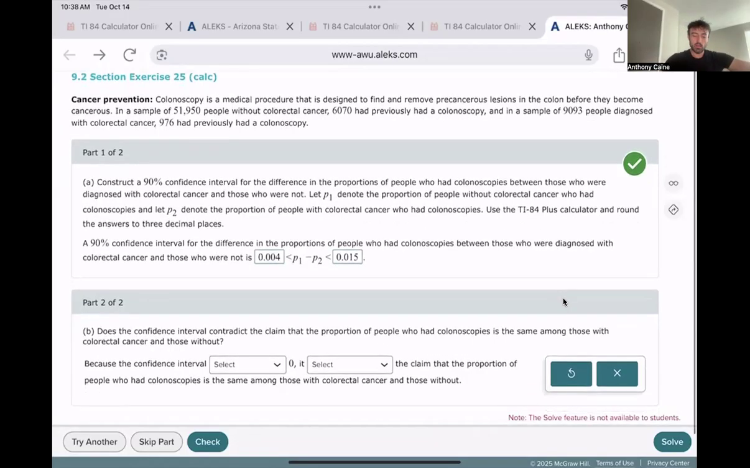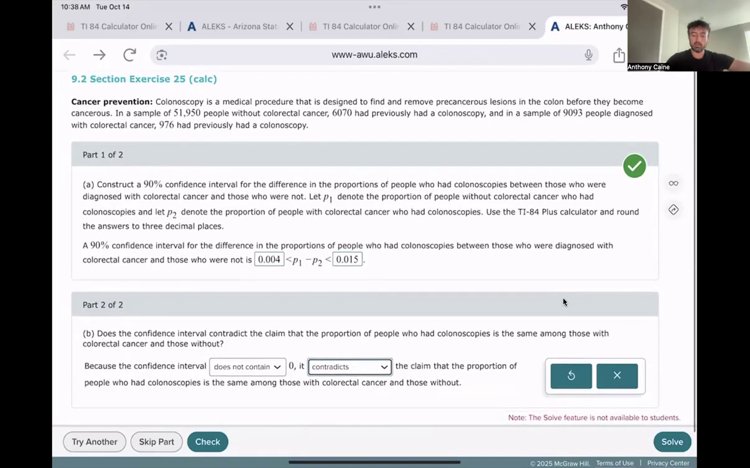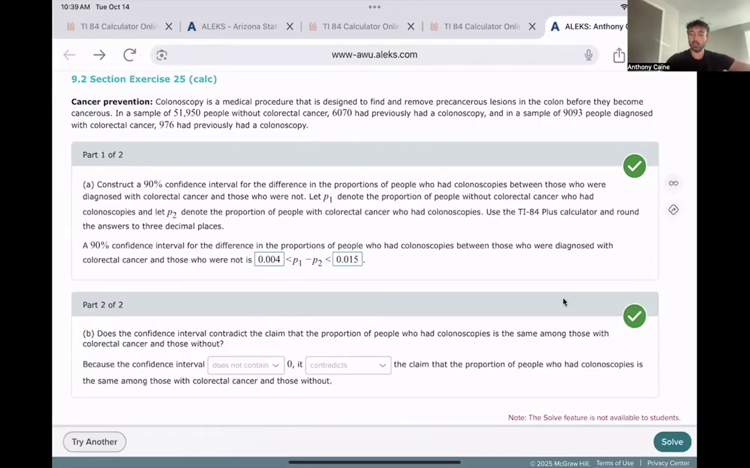Okay, fine. Does the confidence interval contradict the claim that the proportion of people who had colonoscopies is the same among those with and without? It does contradict it. So it does not contain 0. So therefore, it contradicts the claim of the sentence. The claim in the sentence is that it contains 0, that P1 equals P2, but it doesn't contain zero. P1 minus P2, it's not going to be zero. It's not contained in this interval. Okay, so there you go.